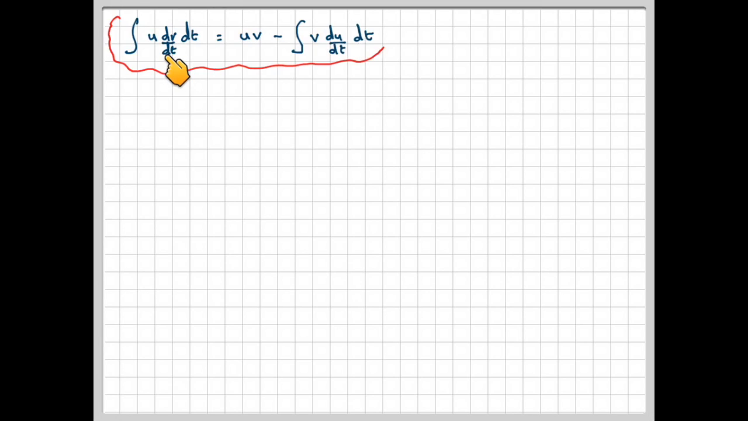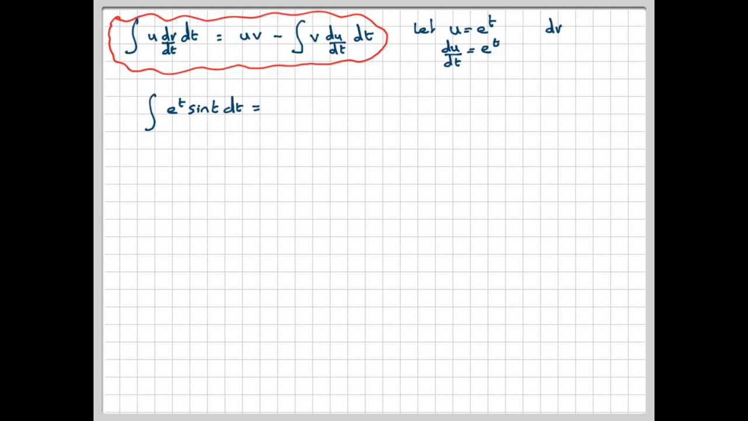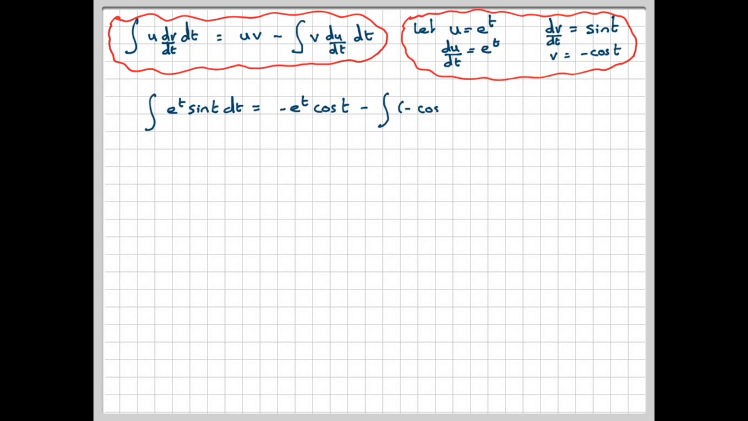This is the formula for integration by parts: the integral of u dv/dt dt is equal to uv minus the integral of v du/dt dt. So the integral of e^t sin t dt will be equal to, just take this from the following page, u times v, so it's minus e^t cos t, minus the integral of v, which is minus cos t. So a bit of brackets here, be careful, e^t dt. Just sort this a little bit out here. So we're going to have minus e^t cos t, minus minus makes a plus, the integral of e^t cos t, and we're just going to call this equation 1.